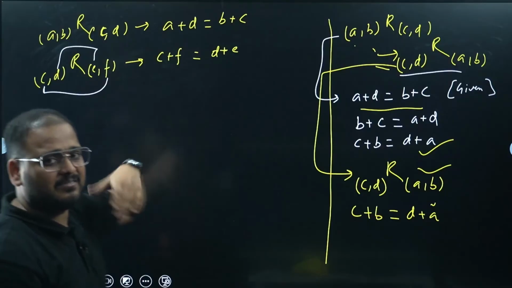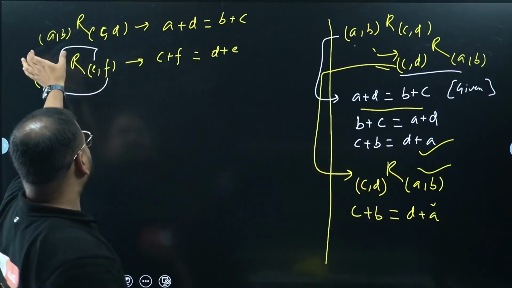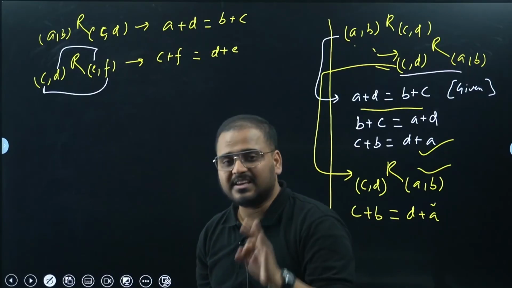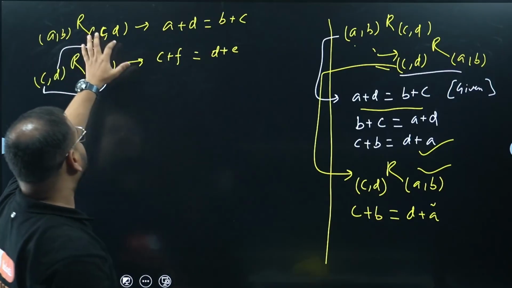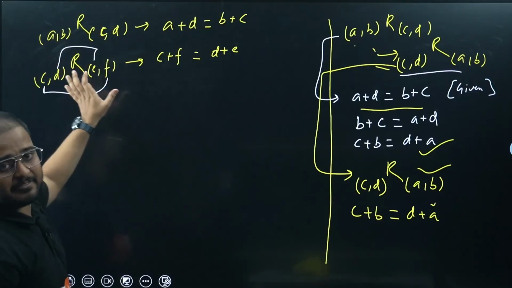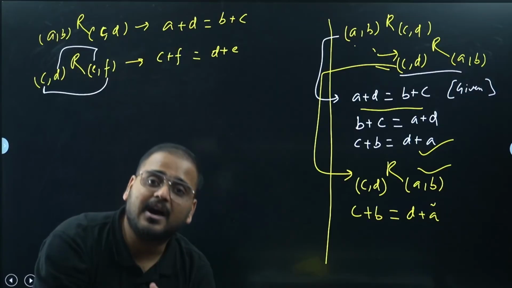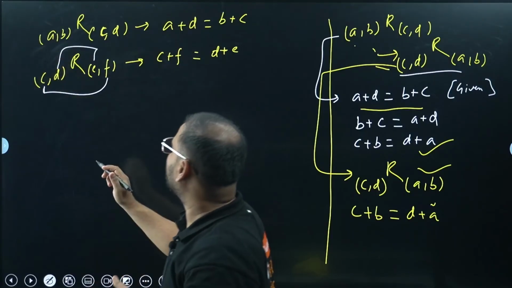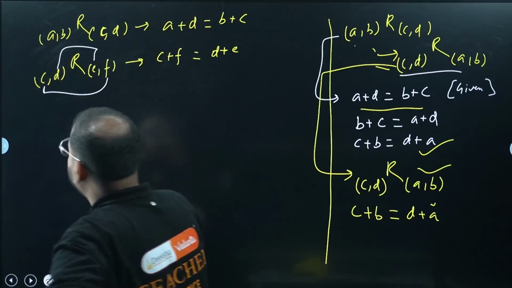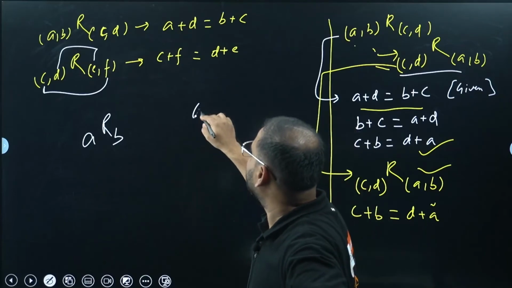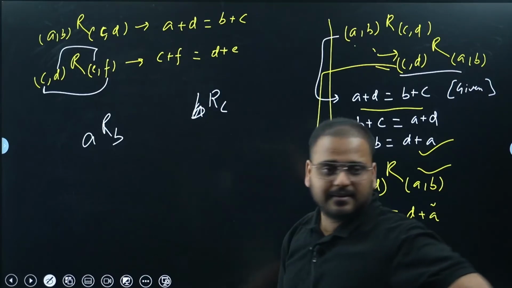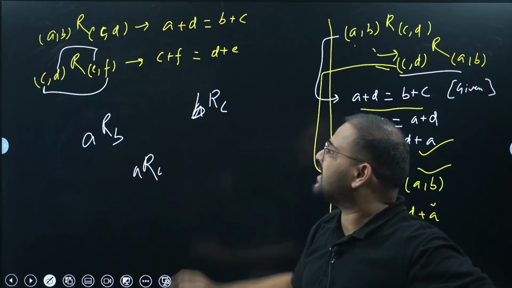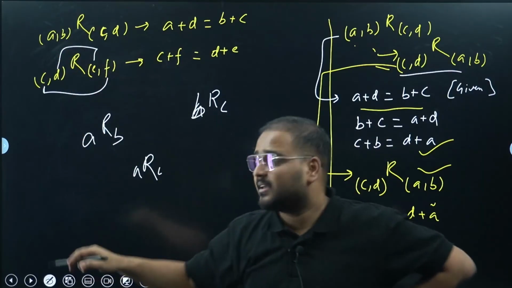What is E, comma F? My third ordered pair. First ordered pair is AB, second ordered pair is CD, and third ordered pair is EF. So I'm trying to establish the relation between AB and EF. Remember, it was ARB, BRC and ARC. So this whole A, comma B is my A only.